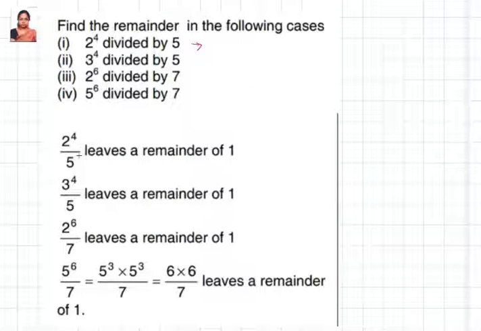You can see here 2 to the power 4 divided by P, where P is 5, so P minus 1 is 4. In that case, it's going to be 1. Whatever number you take, of course, you have to have these two as co-prime to each other. 2 and 5 should be co-prime, 3 and 5 are co-prime, 2 and 7 are co-prime, 5 and 7 are co-prime. When you have this, you can apply this formula.